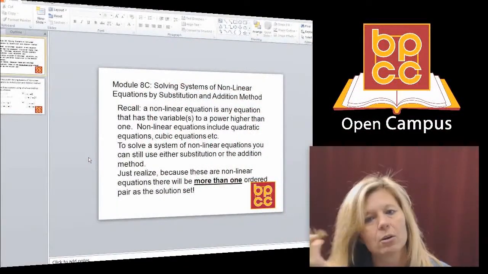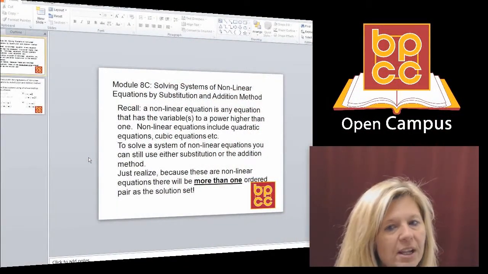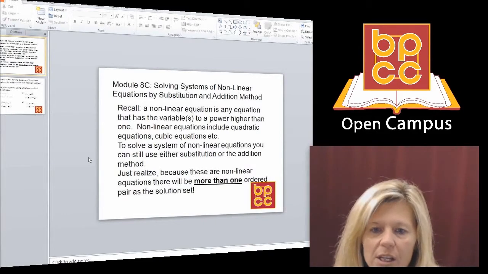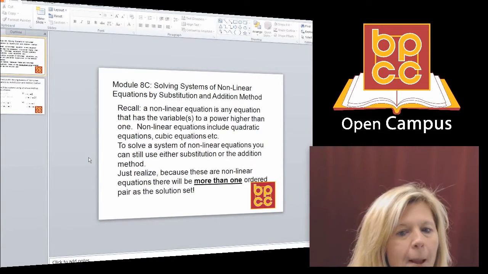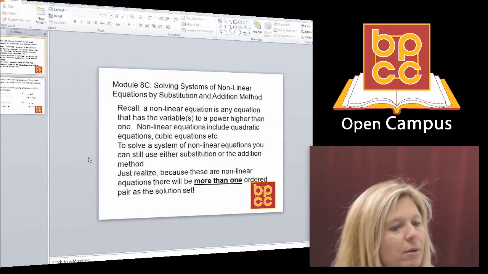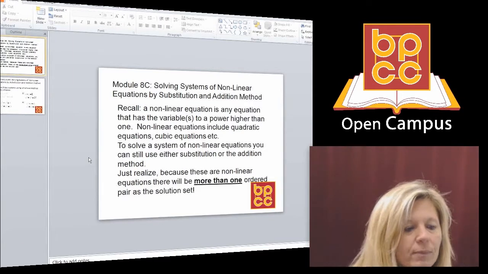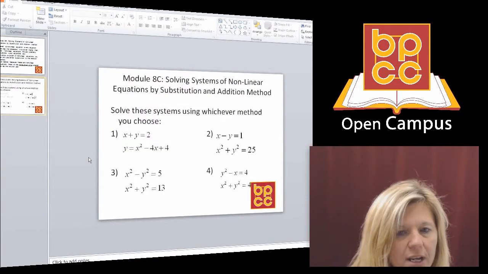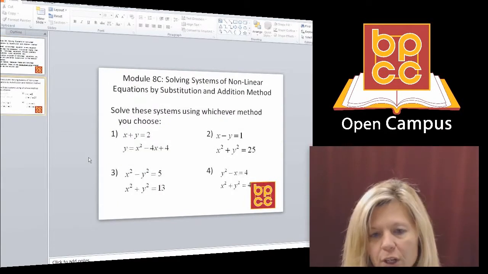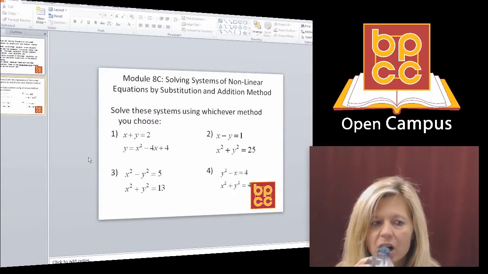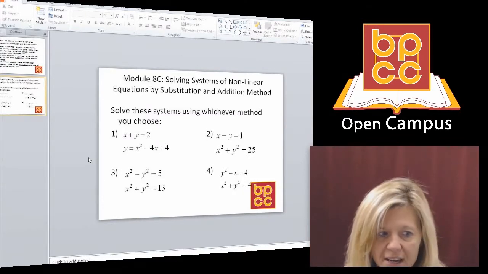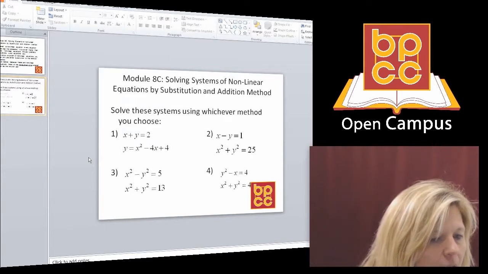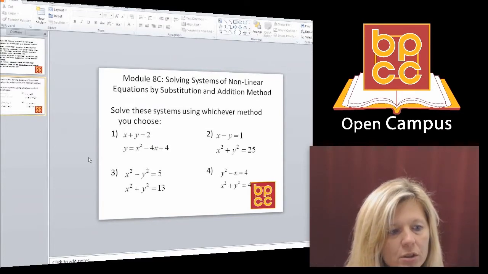So if we look here, there's our definition. Nonlinear means the variable is to a power higher than 1. And to solve it, we're going to either use substitution or addition. The most important thing to realize is there's going to be more than one solution. So if we look here, I have 4 examples I'd like to work with you today on the whiteboard. If you look at all 4, they're not just all linear. They have x squareds and some have y squareds, which means they have powers higher than 1, which means we're going to have more than one solution.